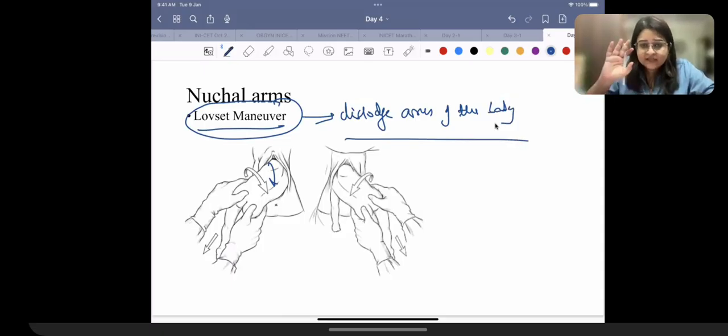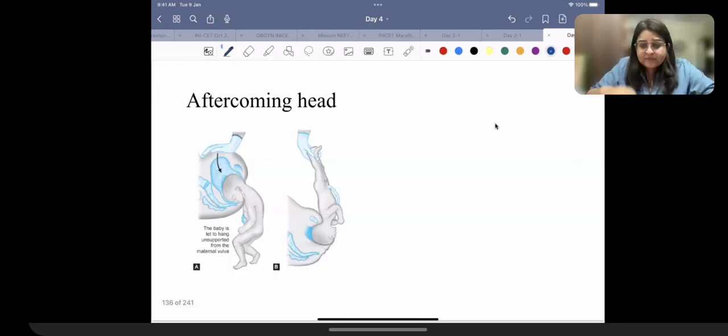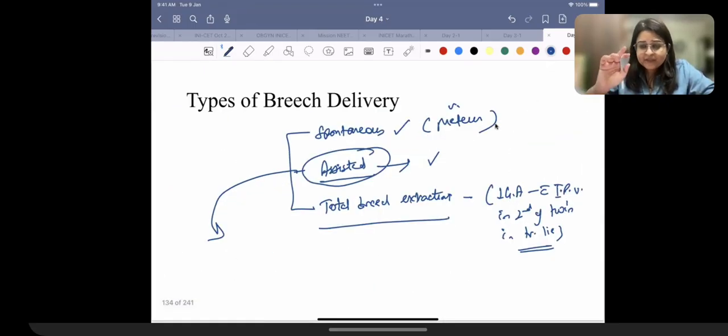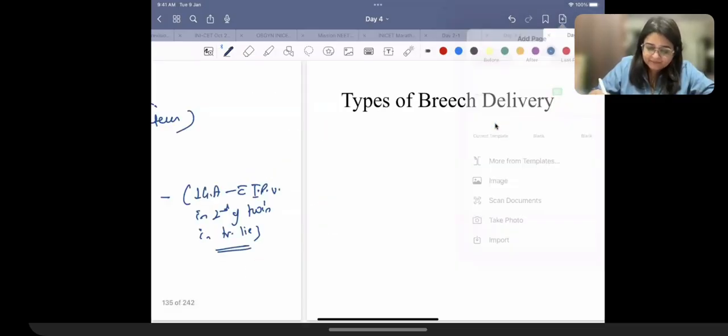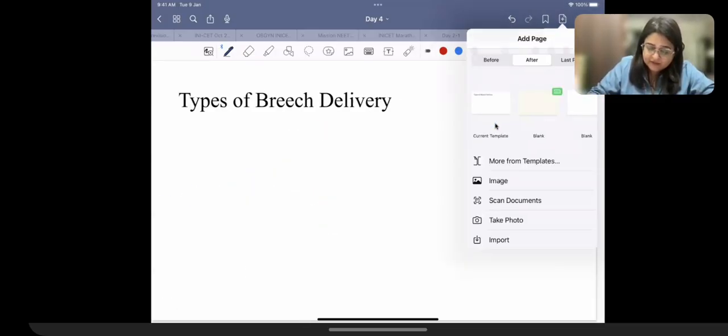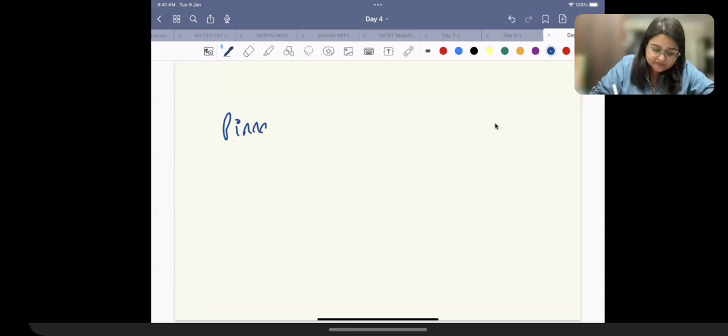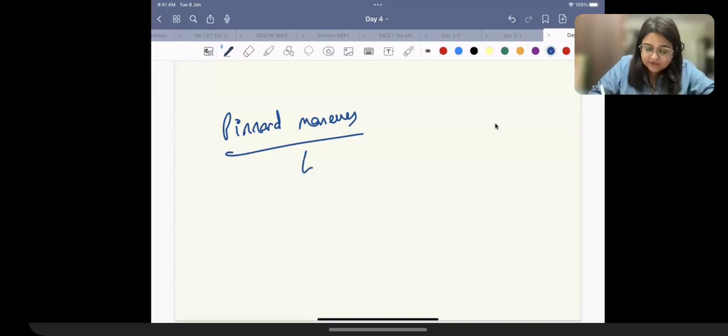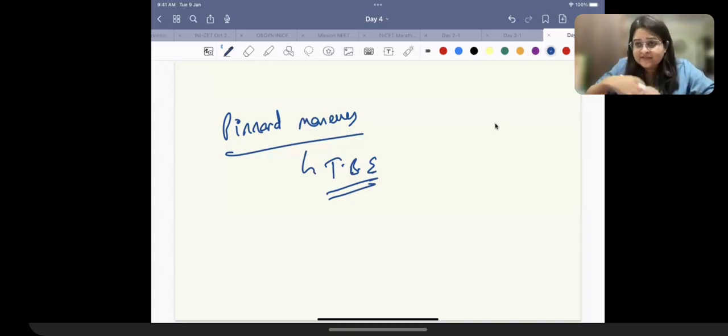Okay, so Lovset maneuver. Pinard maneuver. Bhavesh is asking what is Pinard maneuver? Pinard maneuver is a maneuver we do in total breech extraction. It is not a maneuver we do in assisted breech delivery. In assisted breech delivery we may let the baby's legs come out by themselves. We might have to hook out the legs.